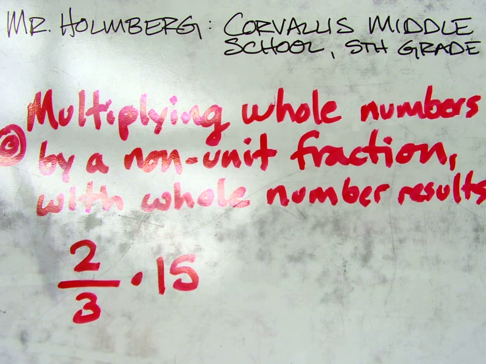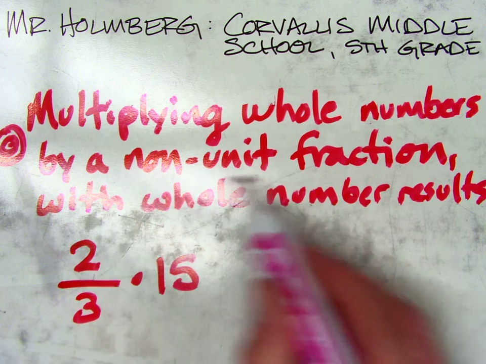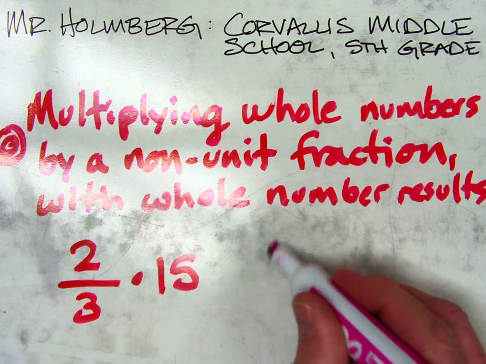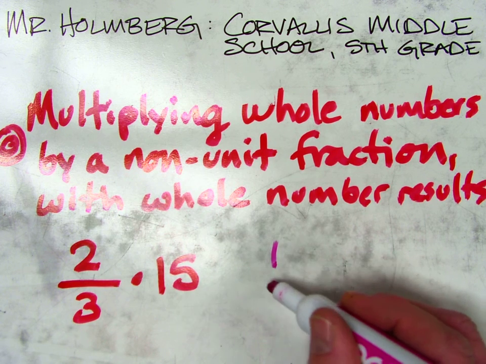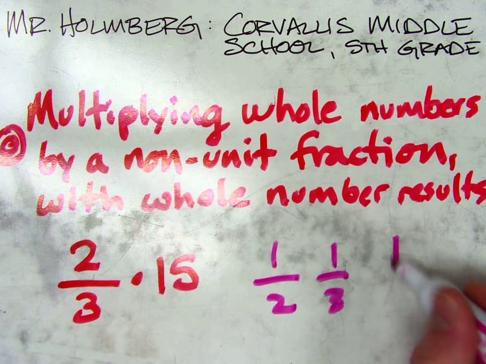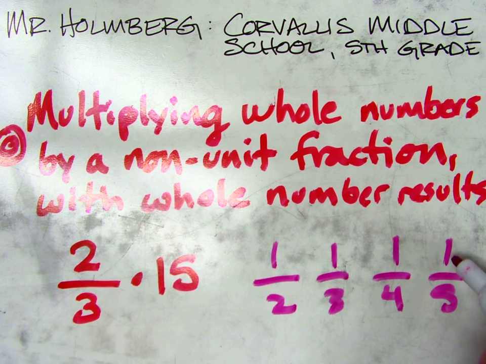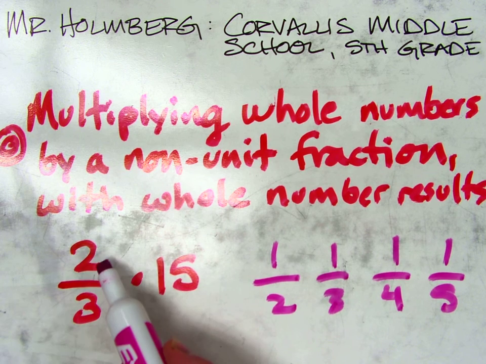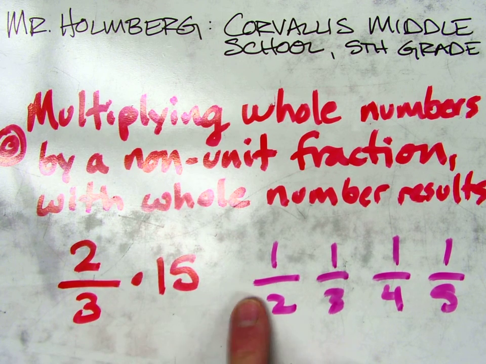Well, first, a couple things to know is this phrase here, non-unit fraction. Unit fractions always have a 1 as the unit in the numerator, so 1/2, 1/3, 1/4, 1/5, and so on. It'll always be 1 on the top in the numerator. That's a unit fraction. A non-unit fraction just has any other number in the numerator. So 2/3 is a non-unit fraction. And the whole number result part means that the answer, of course, to this question is going to be a whole number.